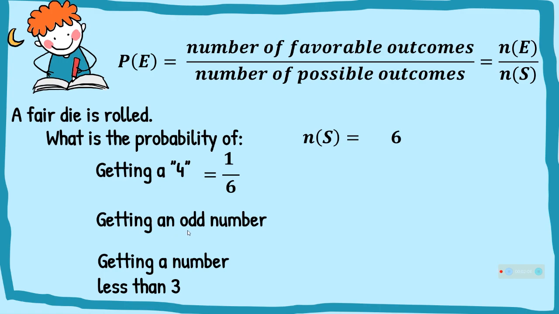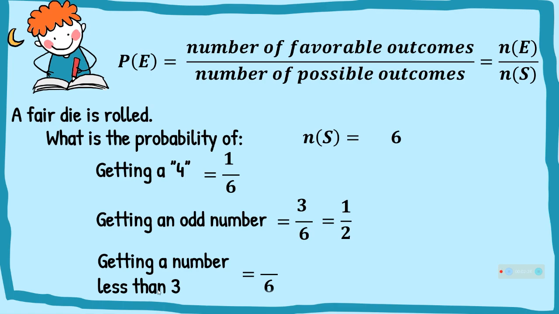Next, getting an odd number. Out of 6 possible outcomes, we have 3. What are those? We have 1, 3, and 5. That's why we have 3 out of 6. Since we can reduce this to lowest term, we have 1/2.